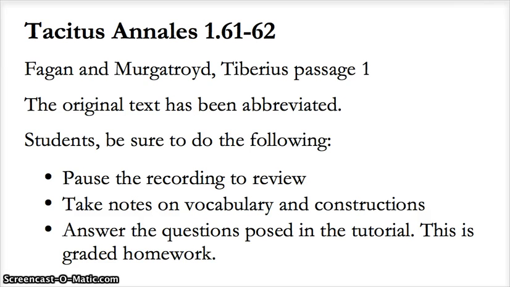In this tutorial, we will work through Tiberius Passage 1 in Fagan and Murgatroyd, an abbreviated version of Tacitus Annales, Book 1, chapters 61 through 62. Be sure to do the following as you work through the tutorial. Pause the recording to review, and rewind if you need to listen to material more than once. Take notes on vocabulary and constructions. You should be able to translate the material and explain a lot of the grammar after this, and answer the questions posed in the tutorial. This is graded homework. You should have a written record of your answers to these questions.